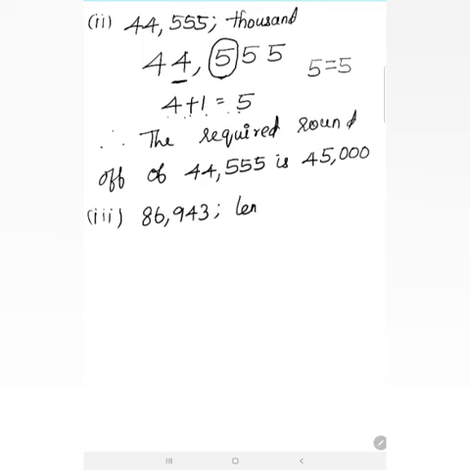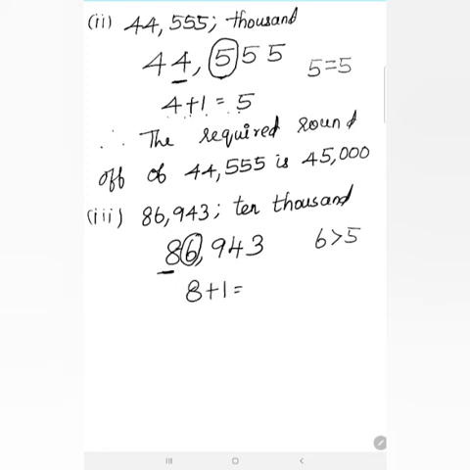Then third question is 86,945, ten thousands. So here 86,945, this is the ten thousands place. See this thousands place, it is greater than 5. Yeah, am I right? Yeah, greater than 5. So you take this ten thousands place plus 1. So the answer will be 9. 8 plus 1 is equal to 9. Other things will become 0. Yeah, this 8 change it as 9. So other numbers will become 0.